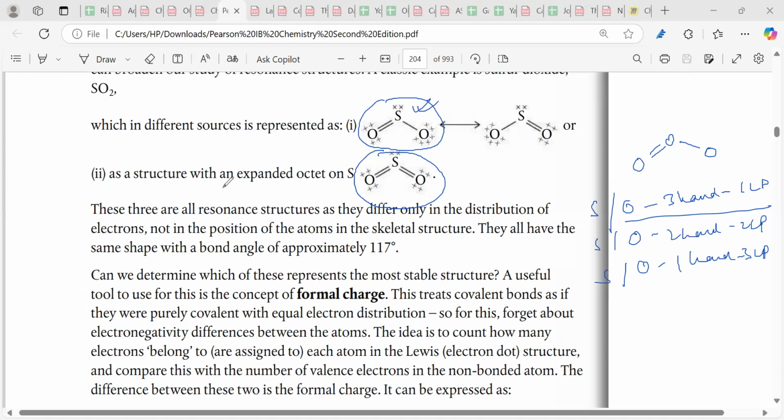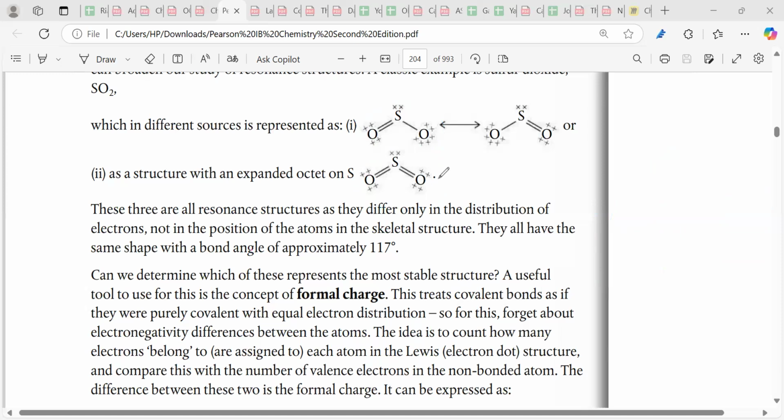What is a formal charge? Formal charge is an apparent charge given. It is not a real charge. It's an apparent charge given to all the elements. Remember one thing: the sum of all the formal charges will add up to zero. Understood?